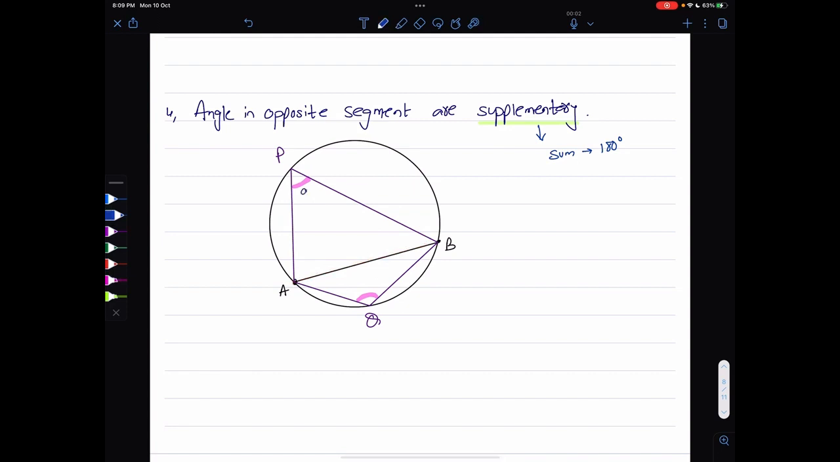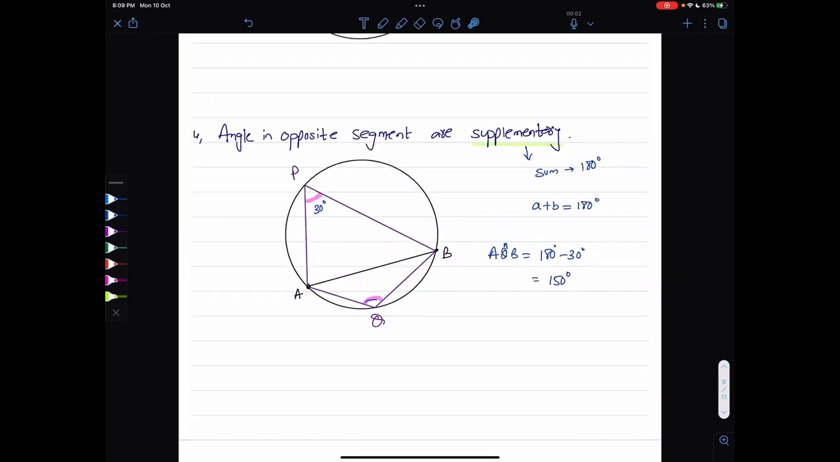For example, if this is angle A and this is angle B, so A plus B must add up to 180 degrees. For example, if this angle is 30 degrees, then angle AQB is going to be 180 minus 30 degrees, that is 150 degrees. Angles in the opposite segments are supplementary, meaning that the sum of these two angles must add up to 180 degrees.